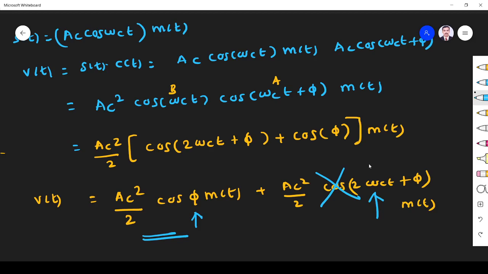It is a high frequency component, 2 omega_c t. Omega_c is the carrier frequency, and we know the carrier frequency is very high. It is multiplied by 2 omega_c, which means it is a very high frequency component.